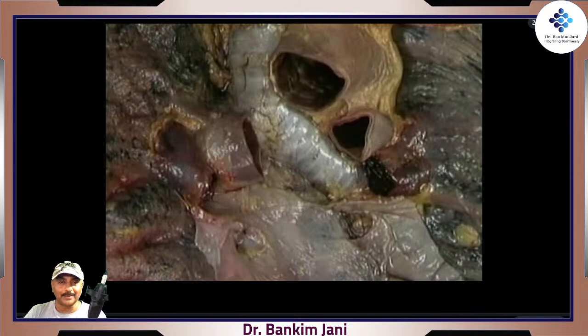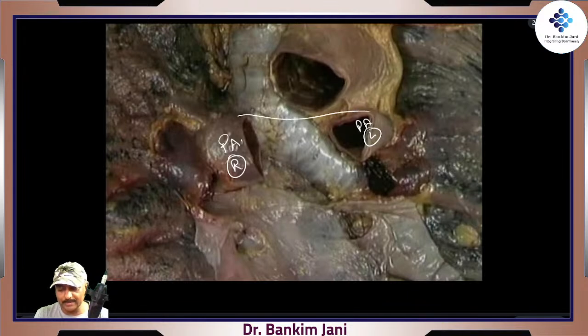Just for the understanding, see how wonderful the pulmonary artery is, this is the right side and this is the pulmonary artery, left side, they are seen. And it becomes so easy to visualize how this trunk would have been placed. Correct? This is how, and it divides.